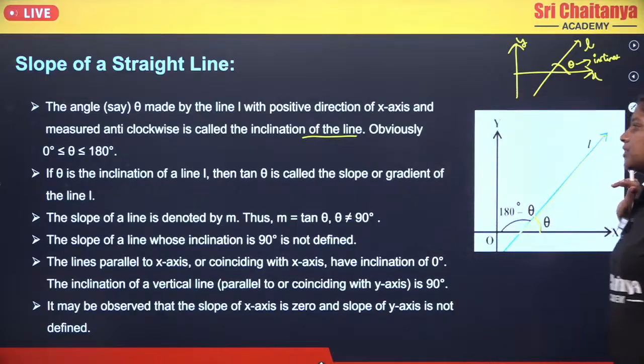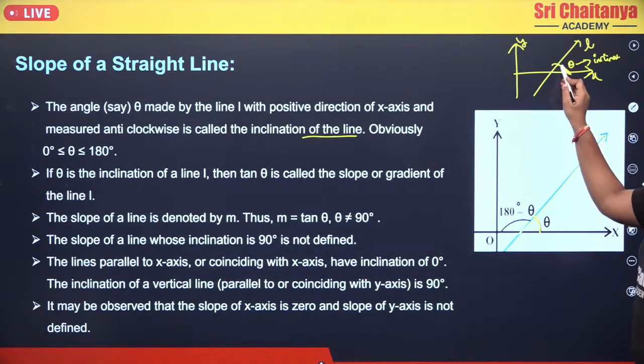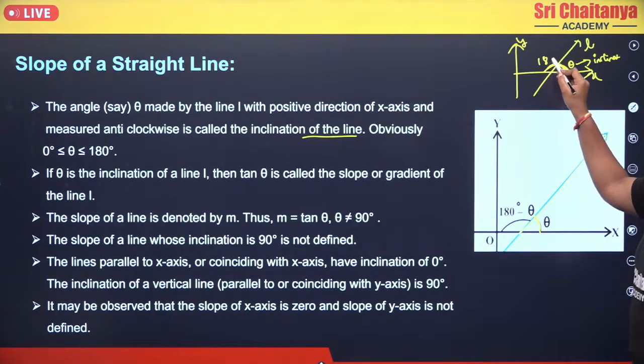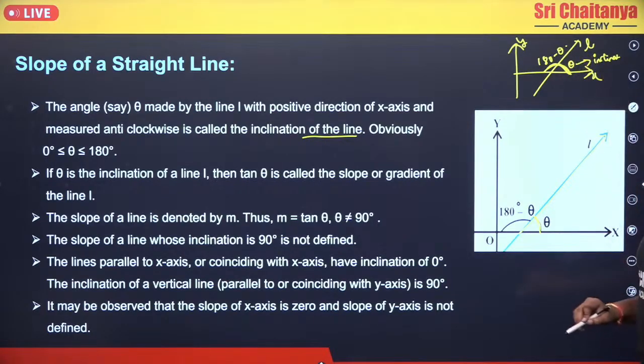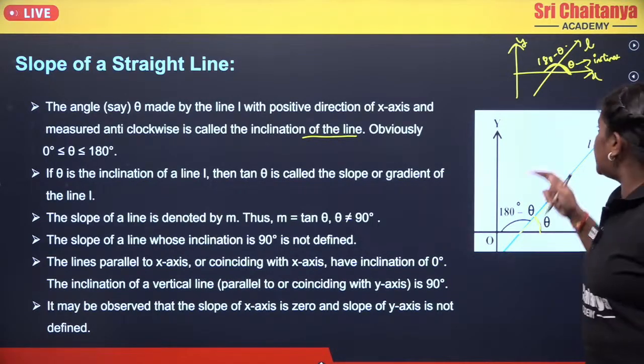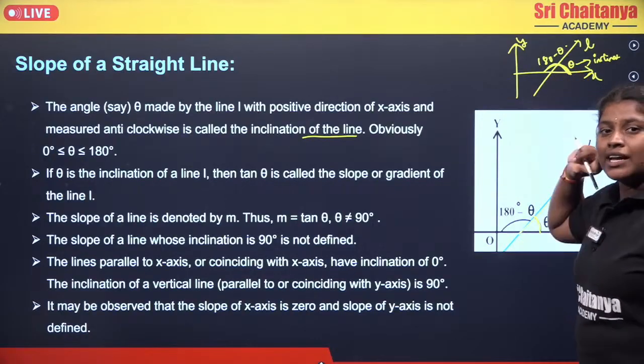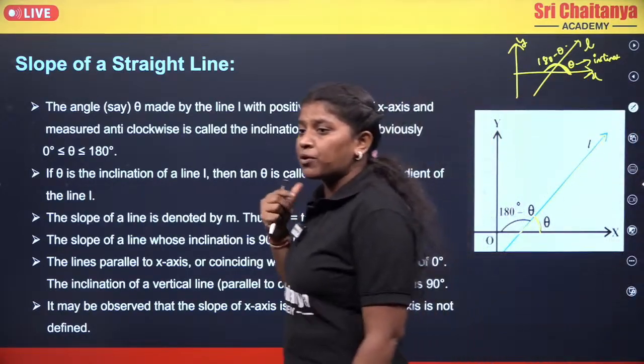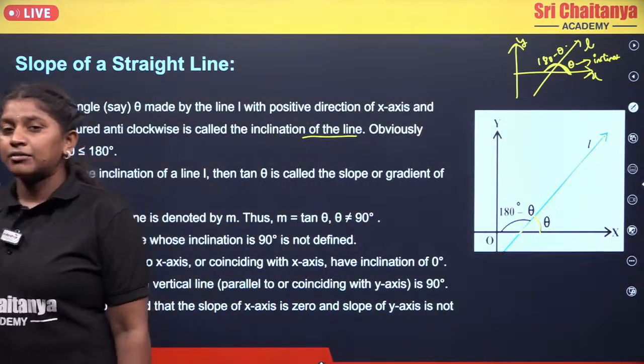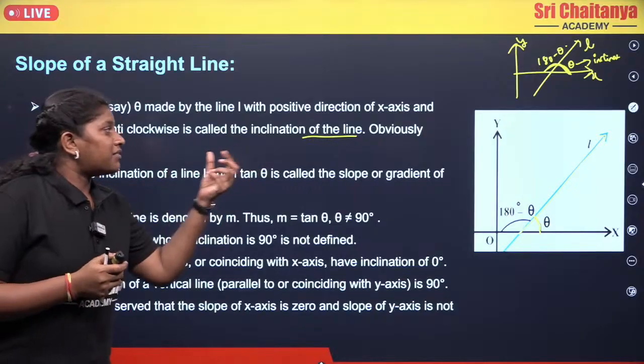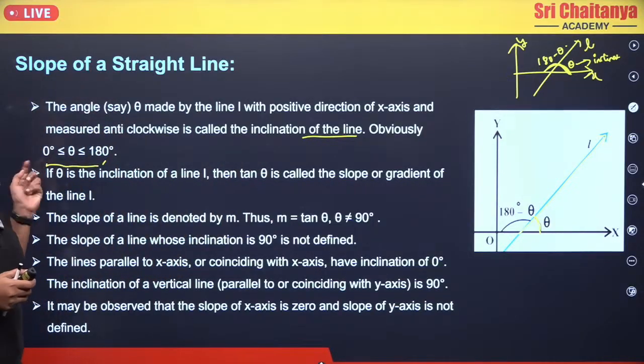Now if you observe clearly, if this angle is theta, then the other angle will become 180 minus theta. So clearly we can say that the inclination of the line with respect to the positive x-axis lies between 0 and 180.